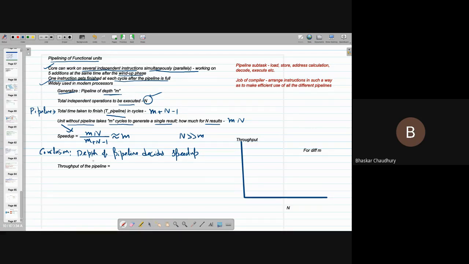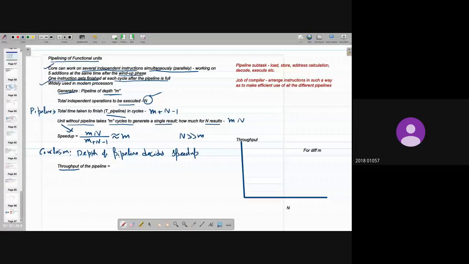Now, the second important thing is that we generally talk about throughput, because when we talk about performance, we are mostly interested in throughput. Now, suppose I want to calculate the throughput of this pipeline. So how should I calculate it? What is the unit of throughput? Instructions per unit time.